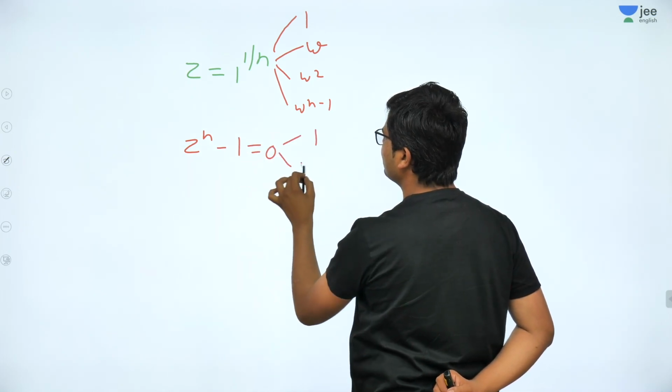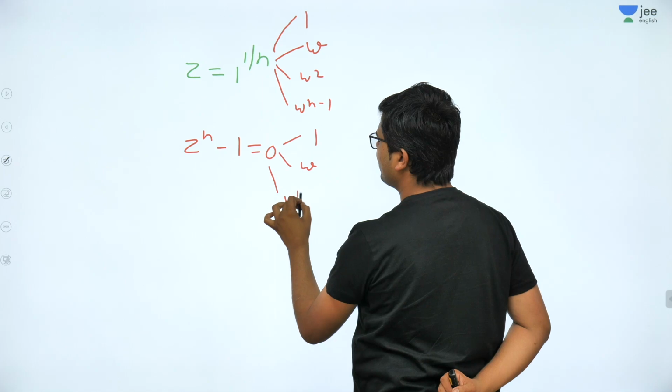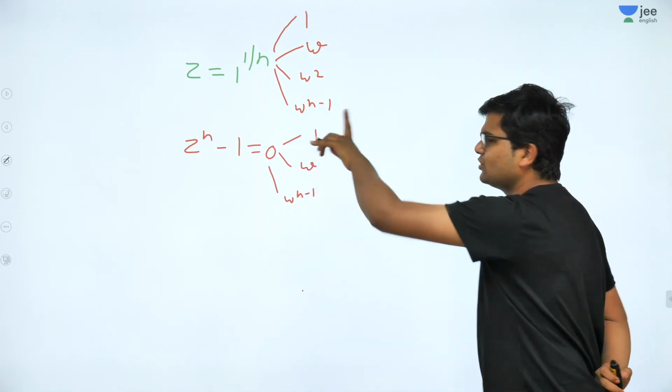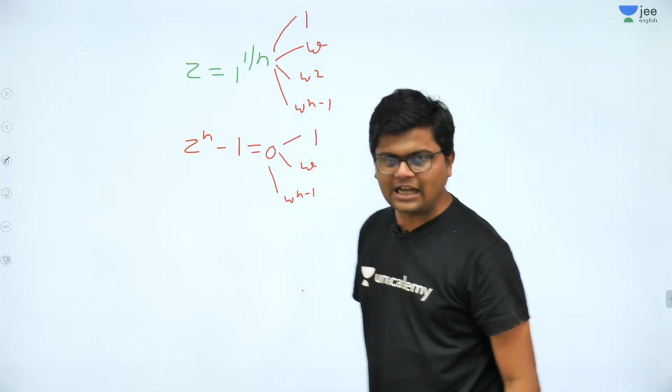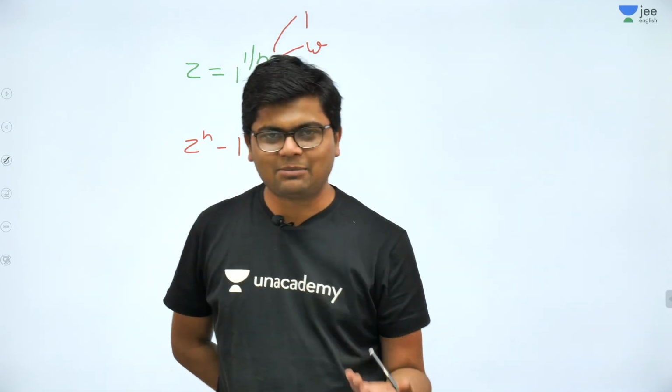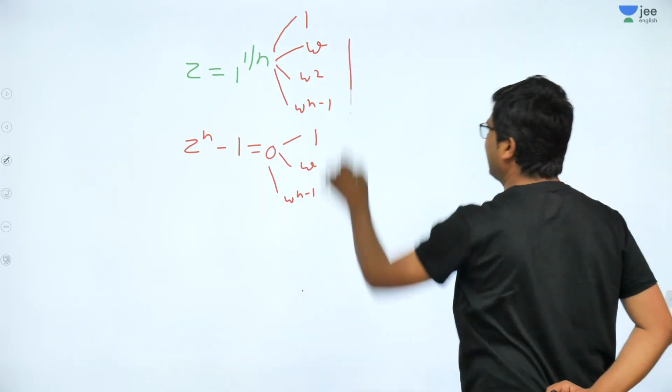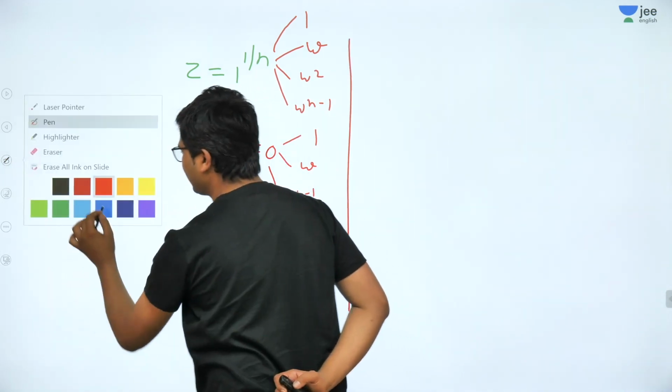This equation has roots 1, omega, ..., omega raised to the power n minus 1. Now since these are the roots, the factors of this equation can be written as z minus 1, z minus omega, z minus omega square. Got my point? So this equation can be generated by the multiplication of factors.